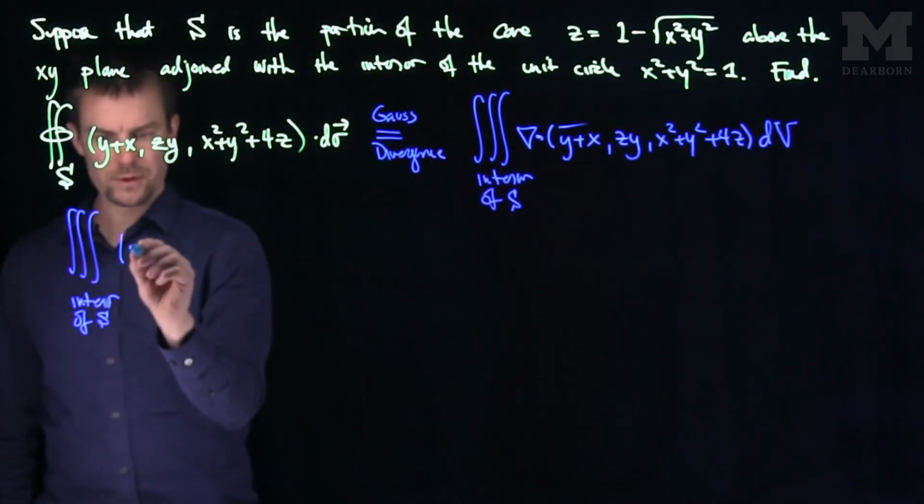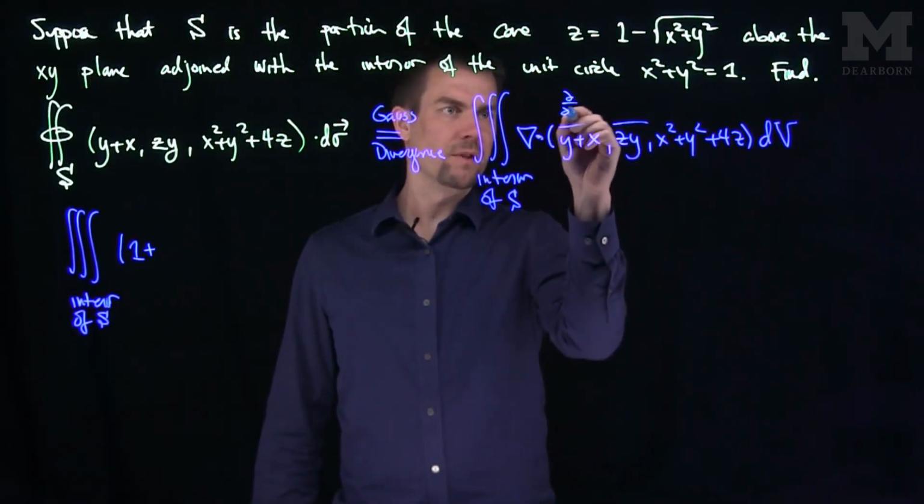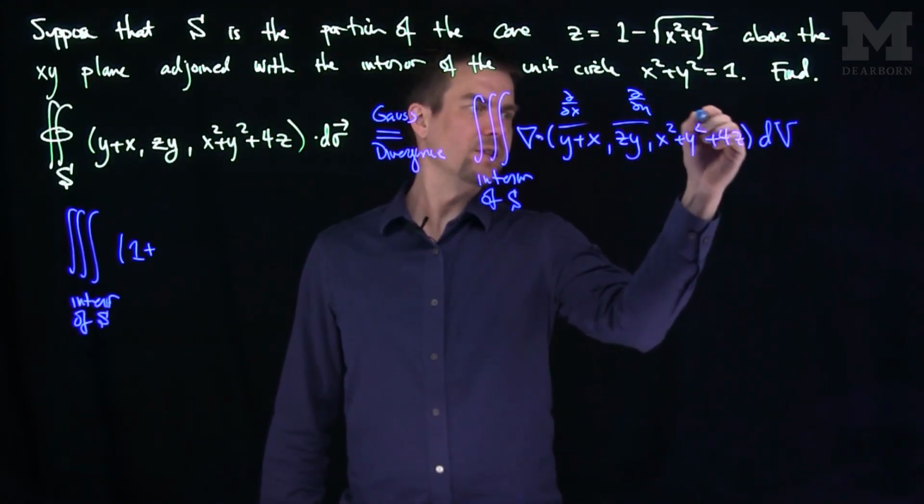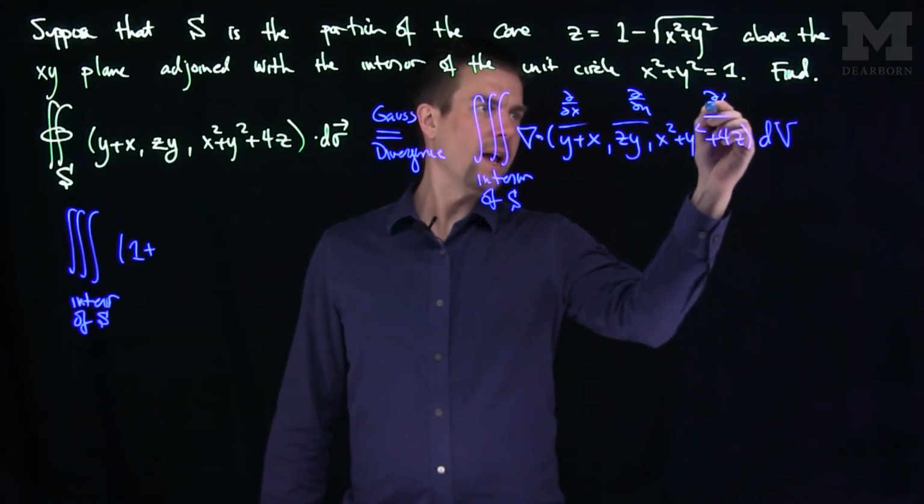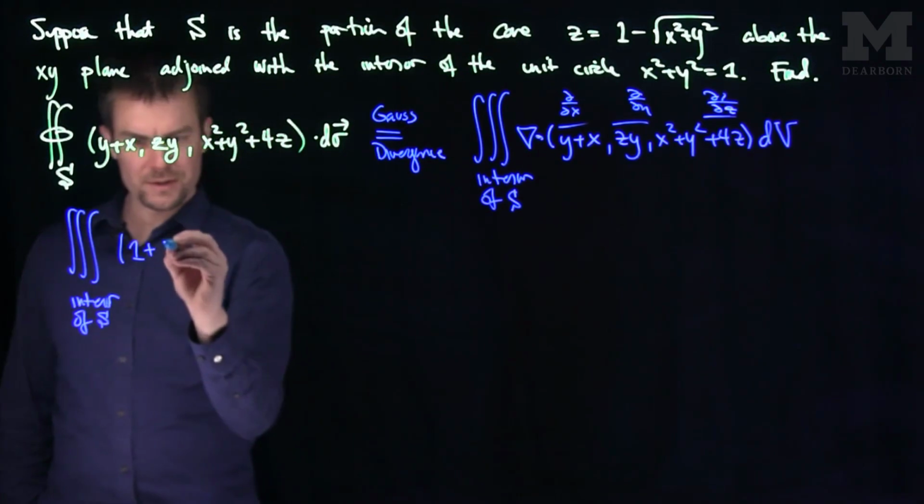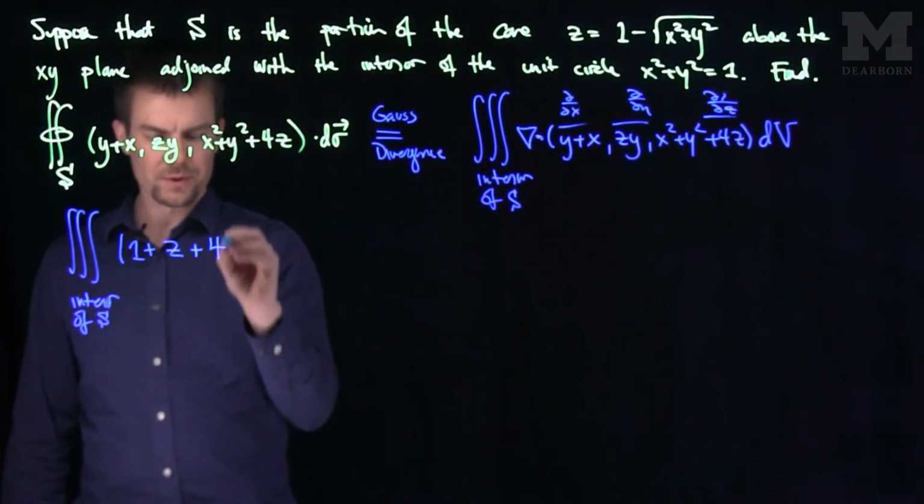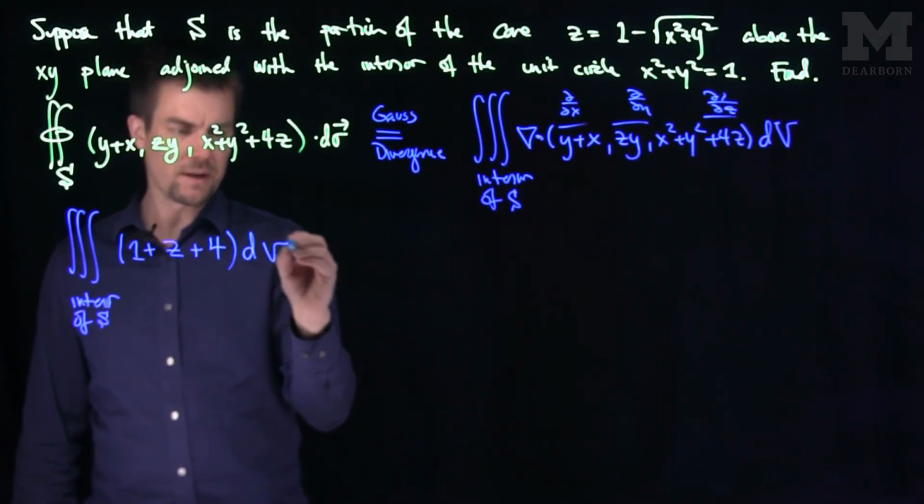So I'll have a 1 for the first term, the partial with respect to x of this. I'm going to do the x derivative of this, the y derivative of this, and the z derivative of this, and then add them together. So I'll get a 1 over here, I'll get a plus z over here, and then I'll get a plus 4 over here. So we're supposed to integrate z plus 5 dv.